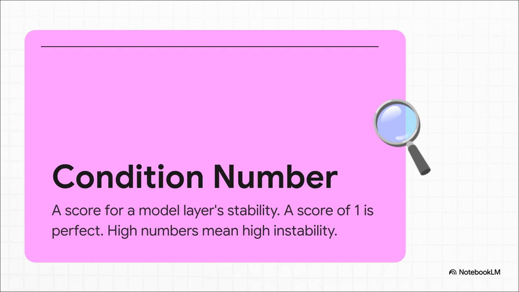To measure this, researchers have a tool called the condition number. You can just think of it as a stability score for each little piece inside the AI. A perfect score is 1. That means it's rock solid. But as that number goes up, the model gets more and more fragile.